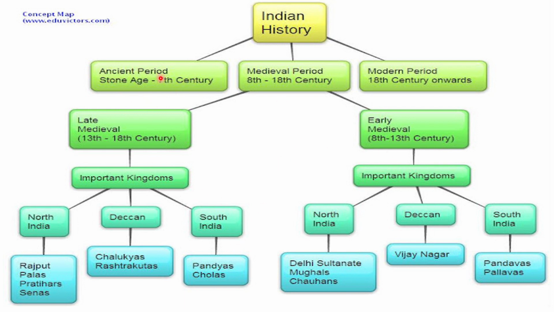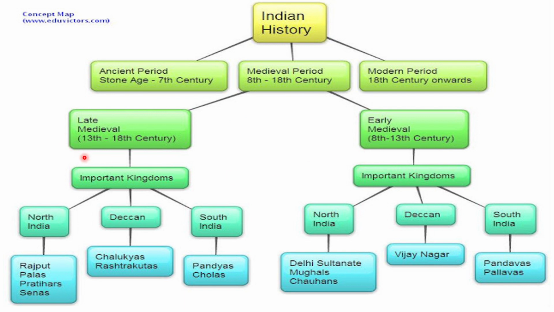We learned already in 6th standard Stone Age, like Paleolithic, Neolithic and Mesolithic and Chalcolithic age. How the early humans evolved during that time, from one stage to another stage. And also here medieval period is divided into late medieval and early medieval.